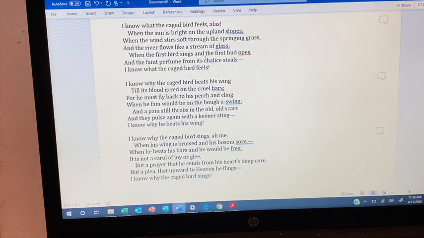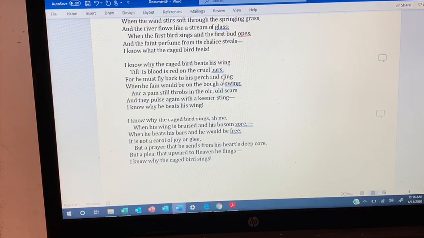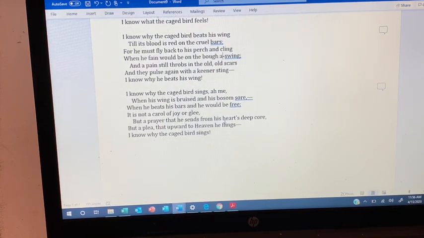We get the struggle of, in the beginning, he knows how the bird feels. It must feel horrible when it looks outside and it sees freedom and it's imprisoned. We know why the caged bird beats its wing while it fights to get free. The bird fights to be free because it wants to be outside. It wants to experience life. And we know finally in the last stanza why the bird sings. The bird doesn't sing a happy song. The bird sings a song of freedom.